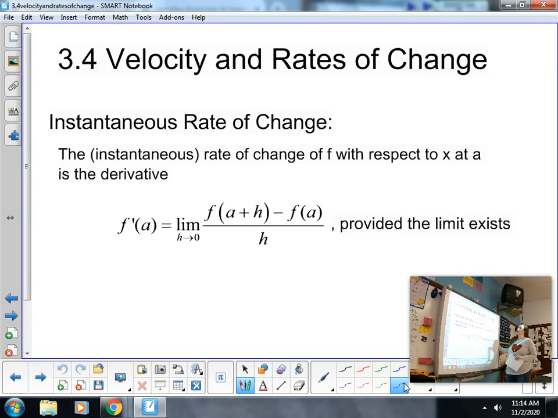So this is really going to talk about velocity and the relationship between the first derivative, the second derivative, and your rates of change. So this is something we've already kind of been talking about. Your instantaneous rate of change is f prime at a. This is using the limit definition, and again, the limit has to exist at a for this to even happen. We are still going to be using the shortcuts, though. We're not going to be using the limit definition here, but this is the official instantaneous rate of change definition.